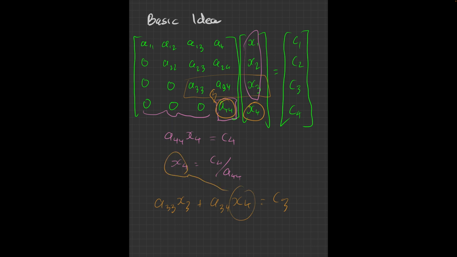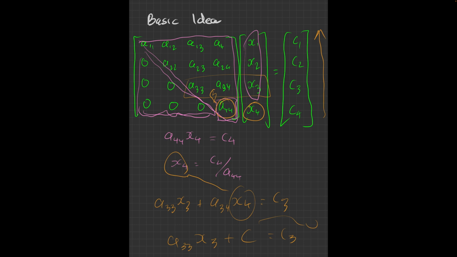We know this value here. We can substitute that in. We get A33 x3 plus some constant equals some other constant. We rearrange, we divide again, and then we know x3. And we basically just keep working our way up this matrix. So given a matrix in this form, which is called upper triangular form because you'll notice there is a triangle of zeros here, and then we have this upper triangle of values. If we have a matrix in this form, we can solve this system of linear equations. So this is kind of the idea of back substitution.